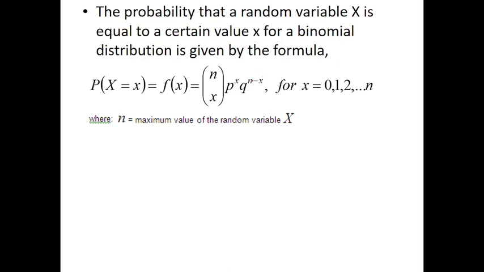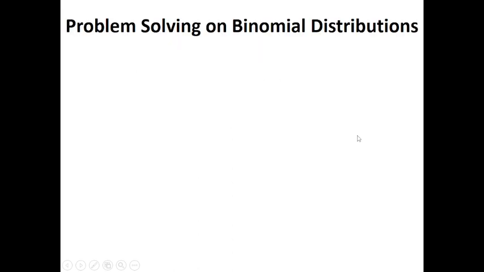So again, what is n here? It is the maximum value of the random variable x. So n is the maximum value of the random variable x, where x starts with 0 and ends with n. The value of the random variable starts with 0 until reaching n.